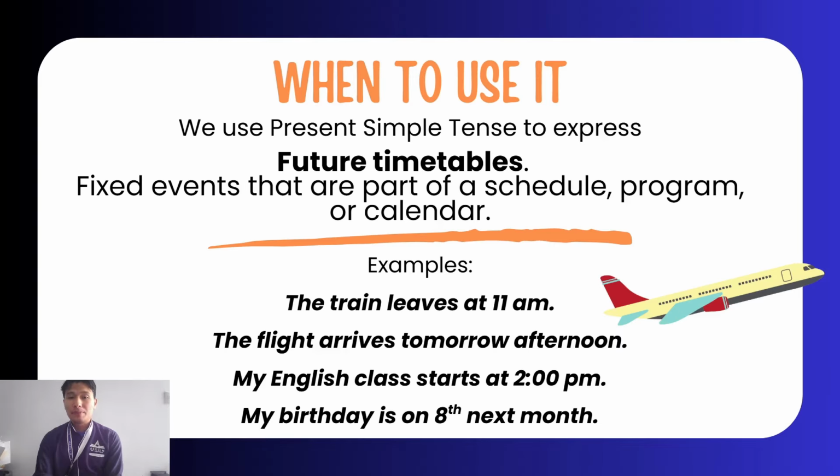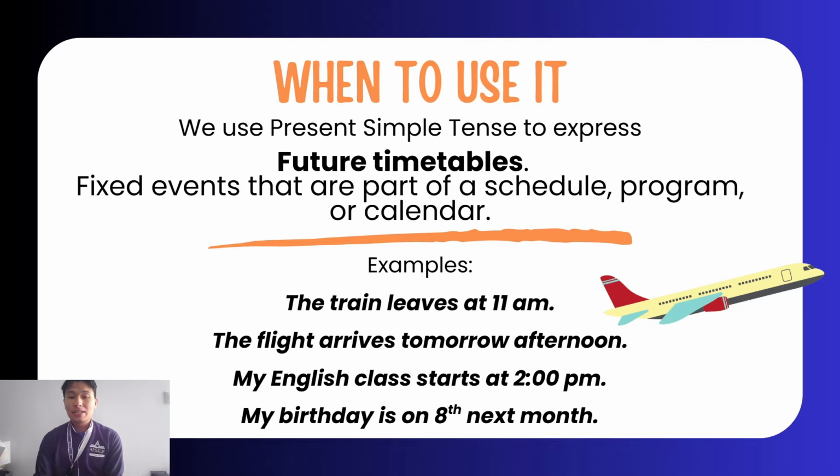Although the present simple is used to express things that happen regularly in the present, we can also talk about the future, future timetables. They are fixed events that are part of a schedule, program, or calendar. For example, the train leaves at 11 a.m. The flight arrives tomorrow afternoon. My English class starts at 2 p.m. My birthday is on the 8th next month.